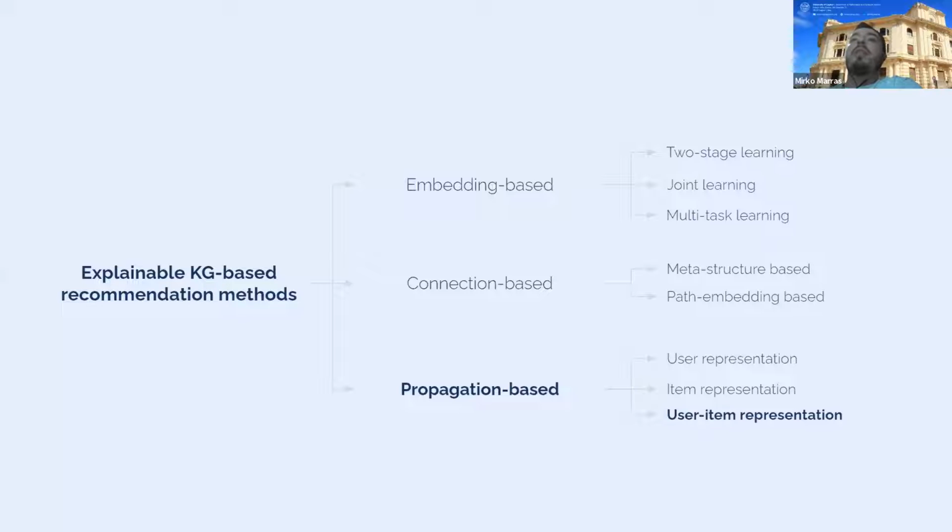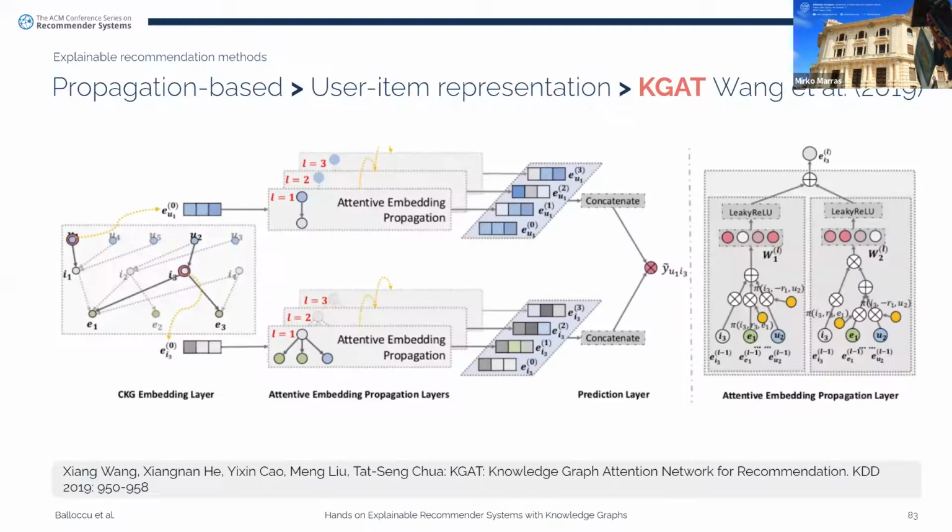And recently, some papers have also explored the propagation mechanism in both users and items in the KG, again by using their neighbors. So in this case, we refine user and item representations by considering the neighbors of both. Two main examples here. The first one is KGAT, which directly models the high order relations between users and items with embedding propagation in an end-to-end fashion.